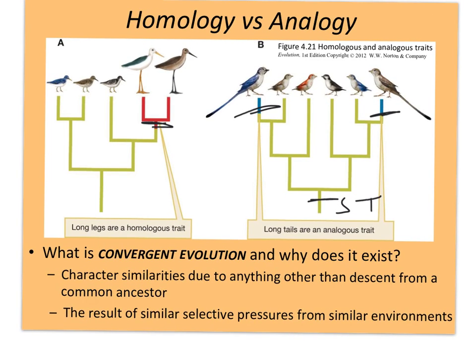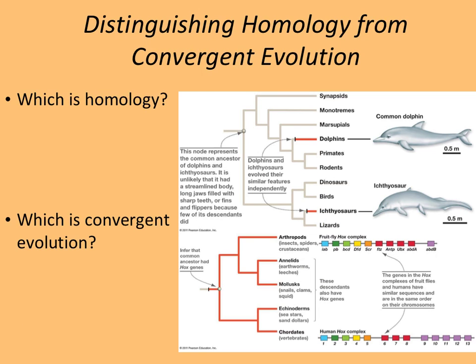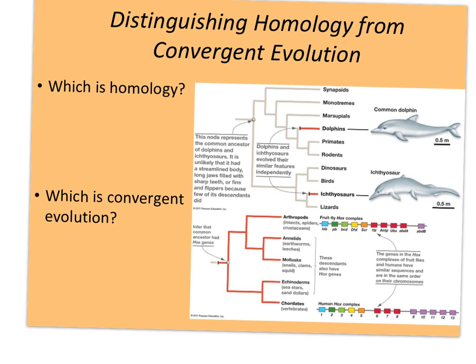So one's the result of descent from a common ancestor, one is the result of evolution by natural selection for similar features because of similar selective environments. So, distinguishing homology from convergent evolution. We know what homology is. Similar features that are from descent from a common ancestor. In other words, the ancestor had those features and passed them on to all the descendants. Convergent evolution. That's evolution by natural selection of similar features because of similar selective pressures.